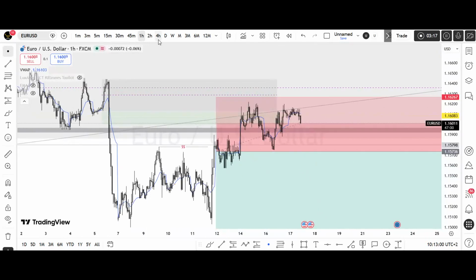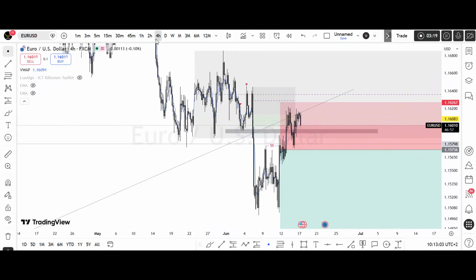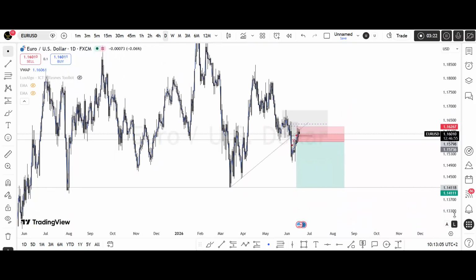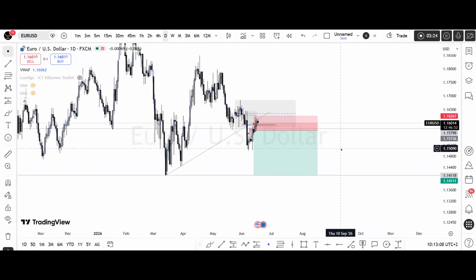But other than that, I just wanted to give an update on this terrible entry trade. It's part of the game, though. Sometimes it be like that, and let's just wait and see what happens.